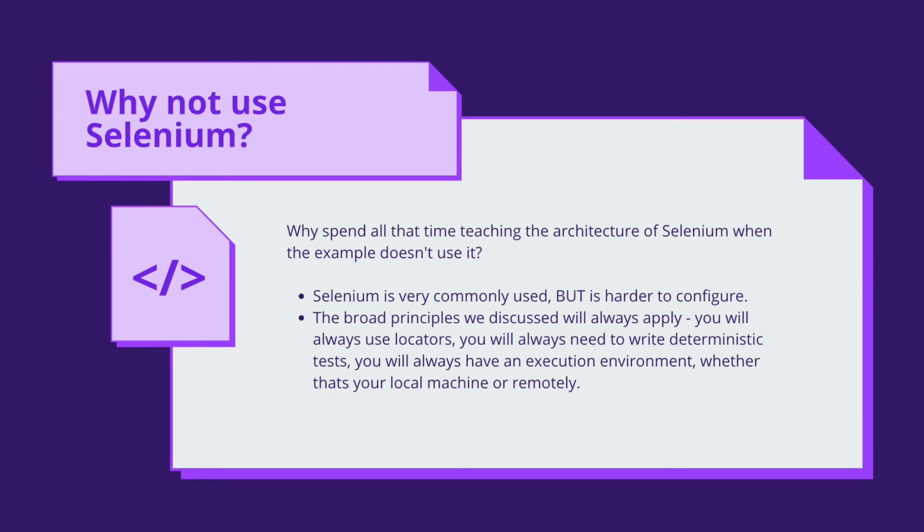So why spend all the time teaching the architecture of Selenium when the example doesn't use it? Well, Cypress is limited to a JavaScript implementation, whereas Selenium is language agnostic. That makes Selenium really commonly used, but unfortunately, with the driver and everything, it's harder to configure. The broad principles we discussed though will always apply. You'll always need to use some sort of locator. You'll always need to write deterministic tests. You'll always have an execution environment, whether that's local or remote. You'll always face browser performance problems. So, trust me, you will end up looking at Selenium at some point.